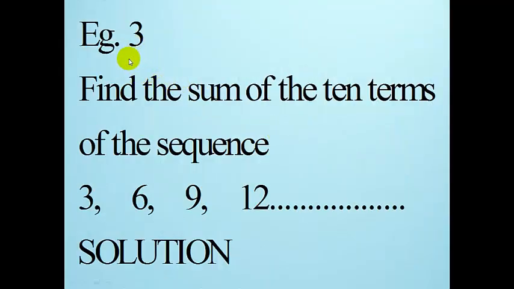Now let's look at this problem. Find the sum of the 10 terms of the sequence, and the sequence is 3, 6, 9, and 12. We can see that the first term of the sequence is 3 and the common difference is 3, because when we add 3 to 3, we have 6. That's the second term. When we add 3 to the second term, we have the third term, that is 9. When we add 3 to the third term, we have the fourth term, that is 12. So considering this is a linear sequence, and we are asked to find the sum of the 10 terms, that means that n is equal to 10. Now let's look at the solution to this problem.